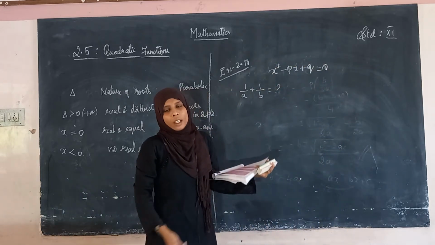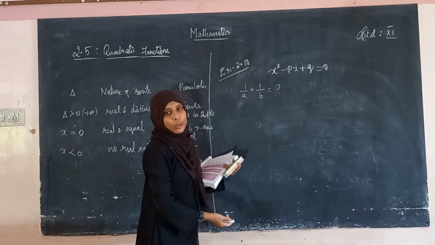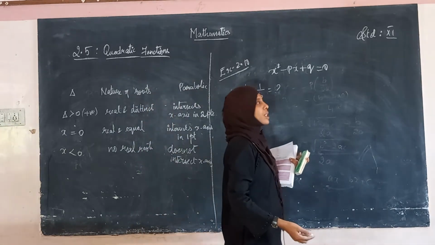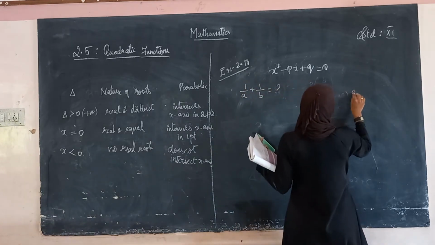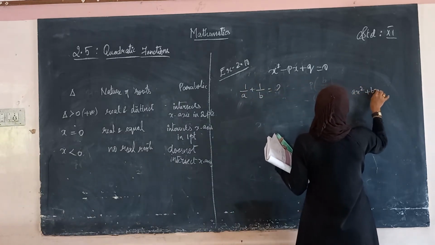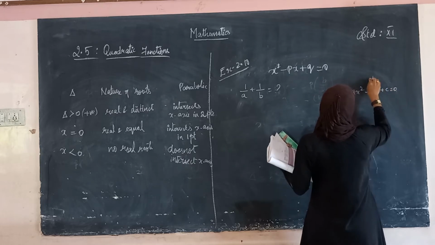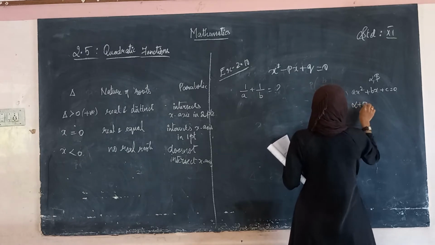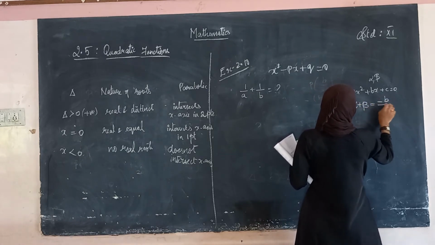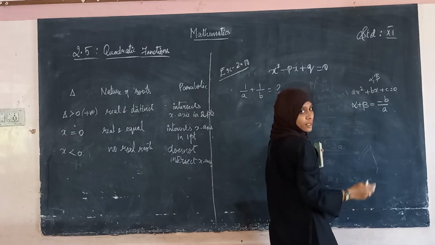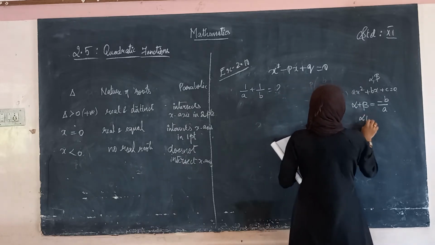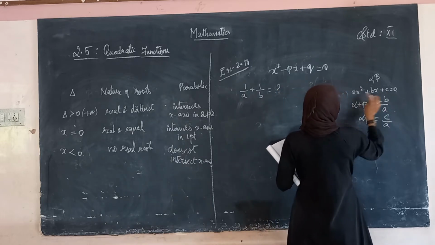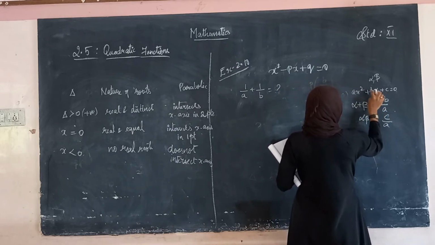So before that we should know something, that is the sum of the roots and the product of the roots. We can write it from the equation directly. If the equation is given like this, a into x squared plus bx plus c is equal to 0, and if alpha and beta are two roots of the given equation, the sum of the roots alpha plus beta will be equal to minus b divided by a. This is the formula. Then the product of the roots alpha into beta will be equal to c divided by a.